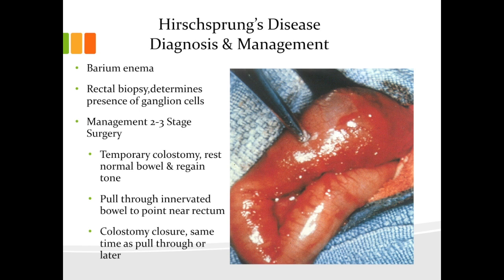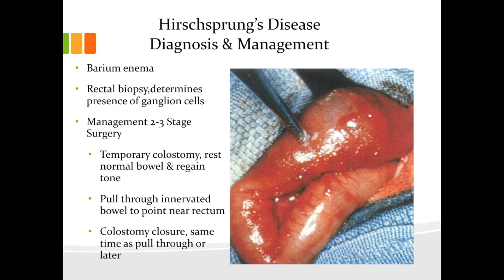To repair it, it's a 2 to 3 stage operation, and usually they'll start out with a temporary colostomy, and this allows the rest of the bowel to rest and regain its normal tone so that when they repair it and they take the aganglionic part off, it will be able to function immediately post-op. The second operation, they pull through innervated bowel to the point that's near the rectum, and then they resect the aganglionic portion. And then the very last part is taking the child back for a colostomy closure.